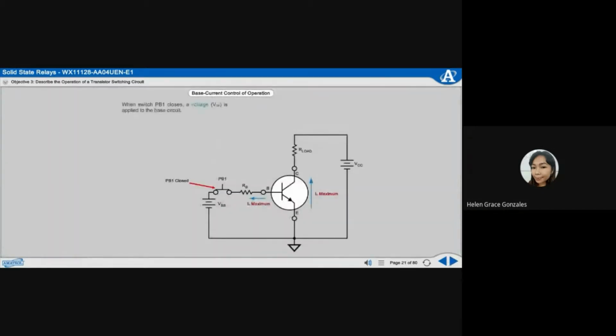When switch PB1 closes, a voltage is applied to the base circuit. The combination of V sub BB and R sub B is set so that the base current causes the transistor to operate in its saturation region, behaving like a closed switch. The transistor operates in its saturation region at maximum collector current. Because it is in series with the transistor, the load resistor has the same current flowing through it.